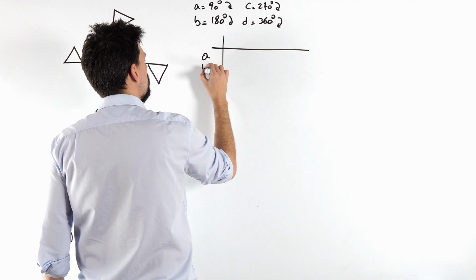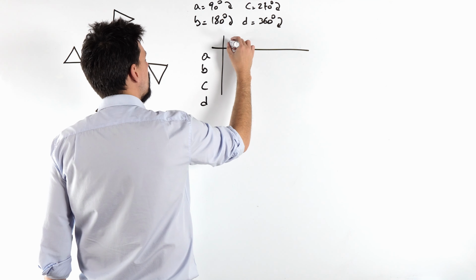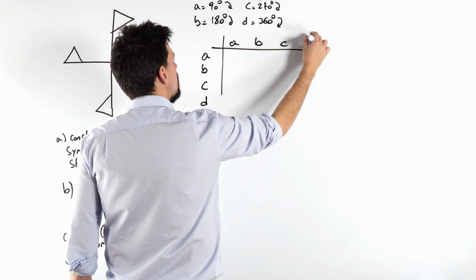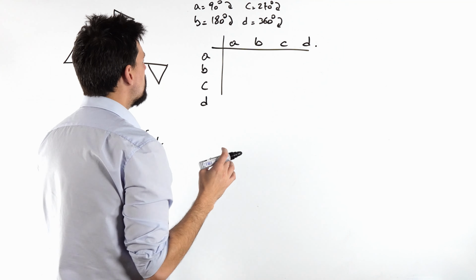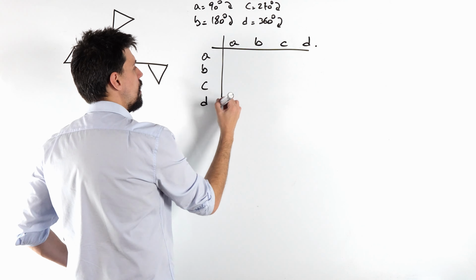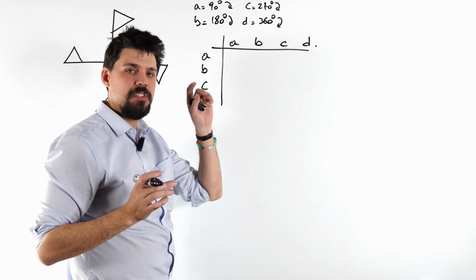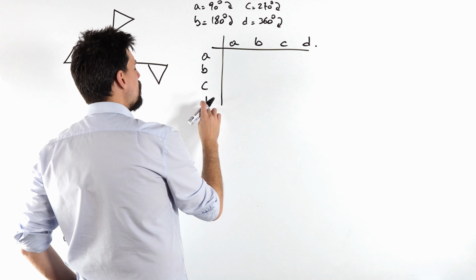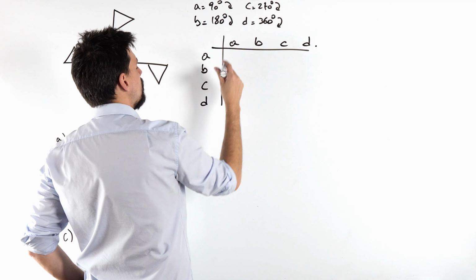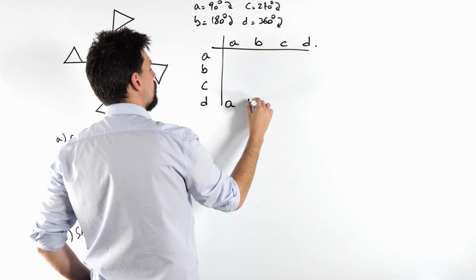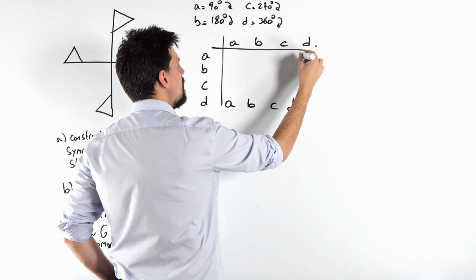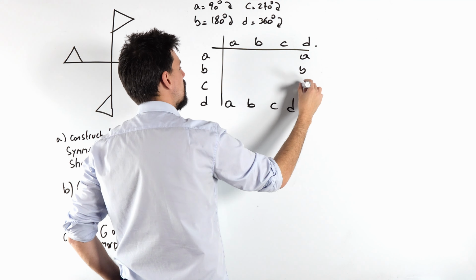So A, B, C, D, A, B, C, D. Now, is this a group? Well, you would hope so. D is obviously going to be my identity, because that is a 360-degree turn. So if I do a 360-degree turn and then a 90-degree turn, overall it's a 90-degree turn. So A, B, C, D, and A, B, C, D.